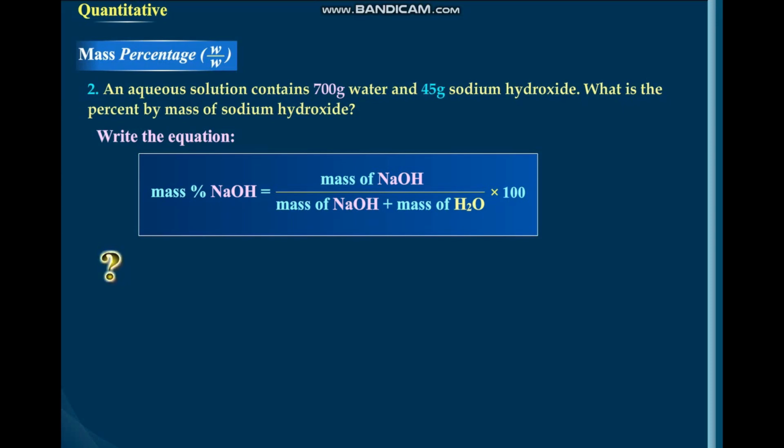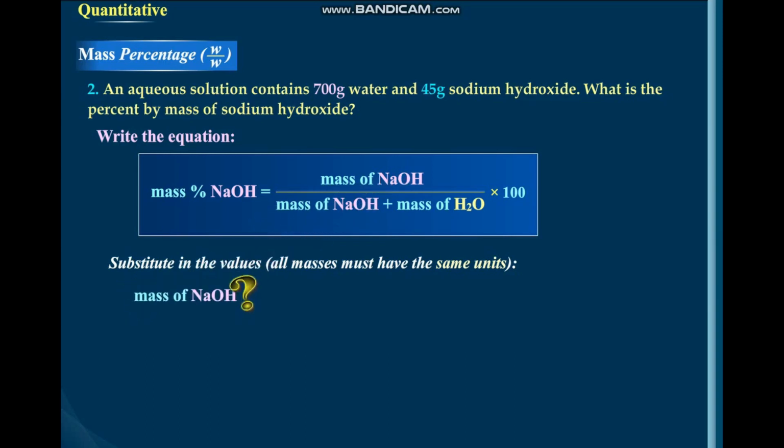Mass percent of NaOH is equal to mass of NaOH divided by the mass of NaOH, that is a solute, plus mass of the water, which is a solvent, into 100. Substitute in the values, that is, all masses must have the same unit. The units should not change in the numerator part and the denominator part. You all know that the unit should be the same.